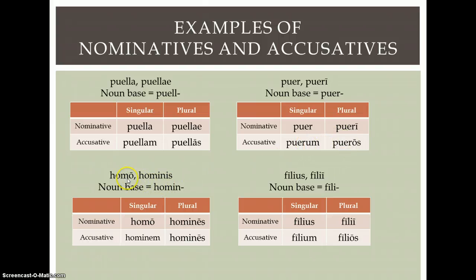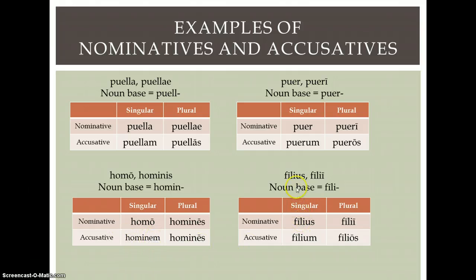Now again, remember, with third declension nouns, you need to be pretty on the ball. The first form in the dictionary entry, homo, is the nominative singular. So that's what our nominative singular is. That's a human being. But we get our noun base from taking the is off of the genitive form, hominis. We take the is off, get homin, and then we put our nominative plural ending on. So nominative homo, homines. Accusative hominem, homines, because we put that accusative ending onto the noun base.